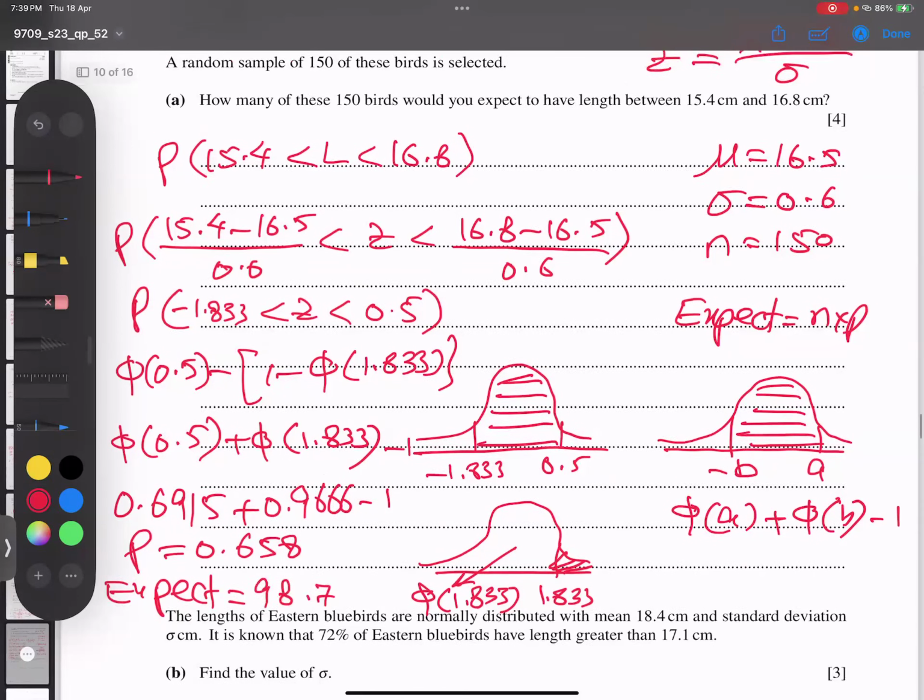98.7. And you know, he talks about birds. So this is birds and not in decimals. So with upper rounding, it is giving us 99. So our answer is 99. I think you got my point.